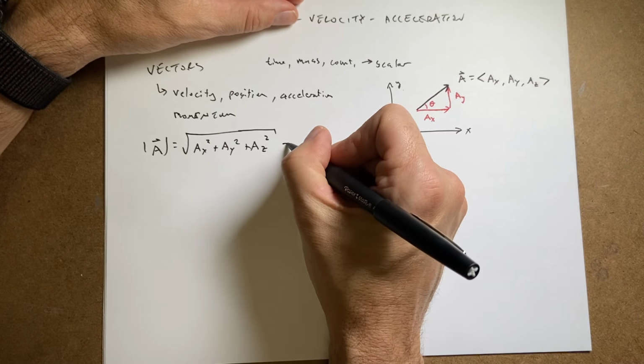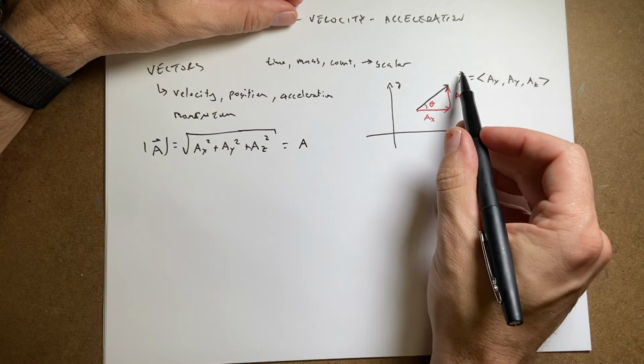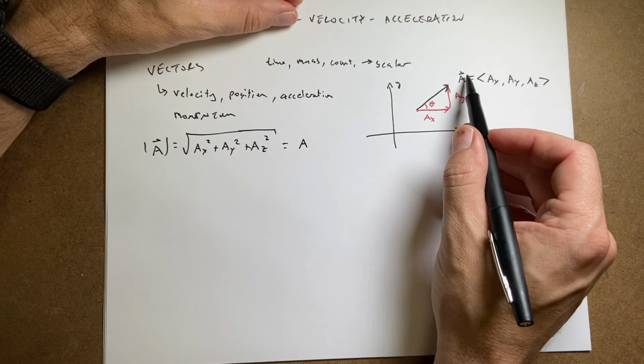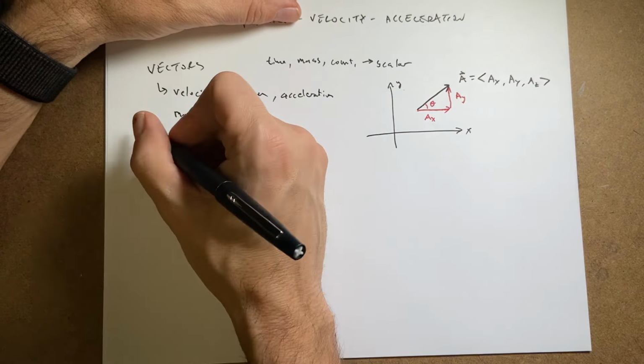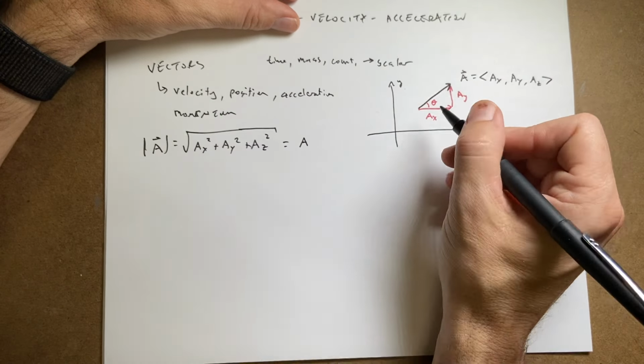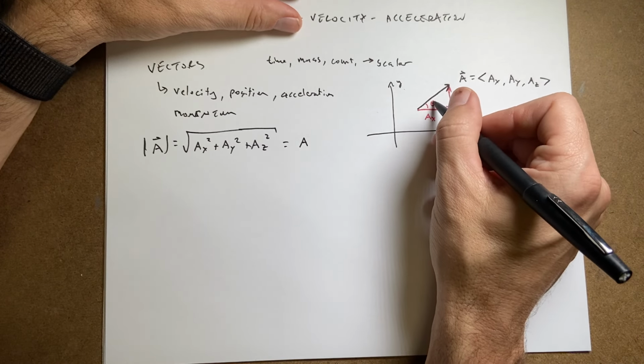A lot of times we will write this as A with an arrow. So if we put an arrow over a variable, that's going to mean it's a vector. If we write no arrow, it's a scalar. The better way is to put absolute value signs around it, and that tells us the magnitude.